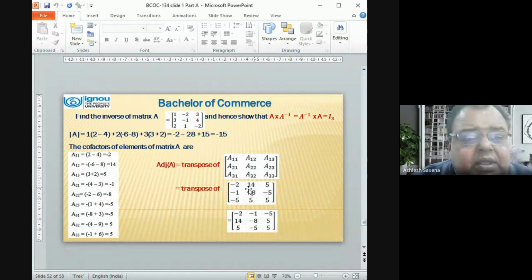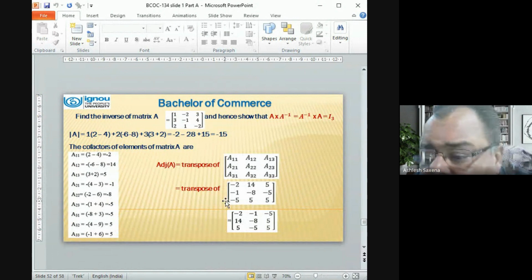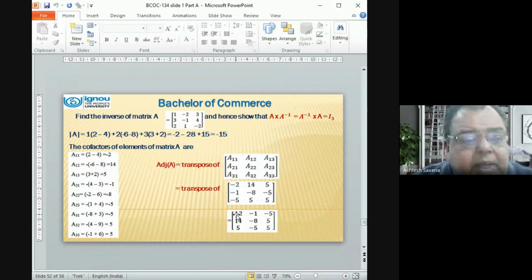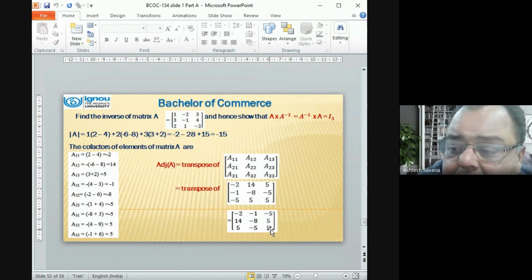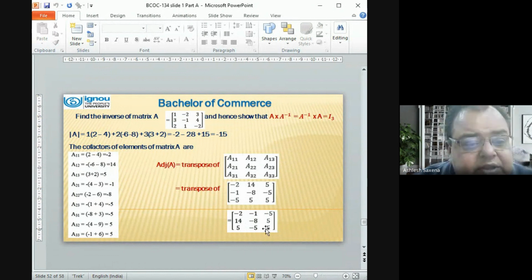So similarly, minus 1 will be here. A minus 8 will remain over here. And this minus 5 will come here. And this minus 5 will come over here. 5 will be here and 5 over here. Correct. Now, this is the transpose.